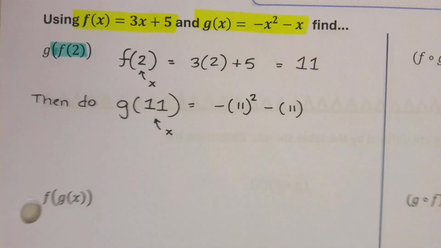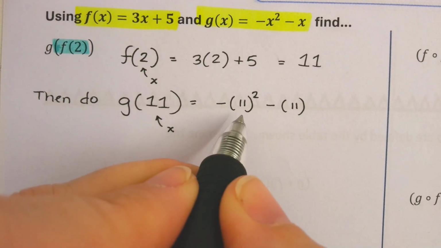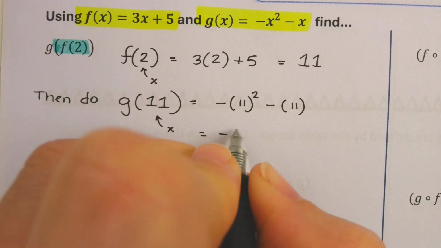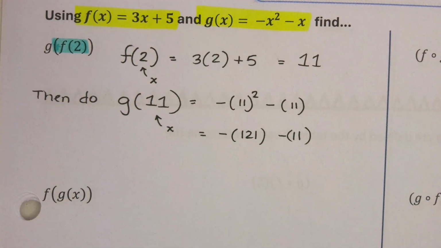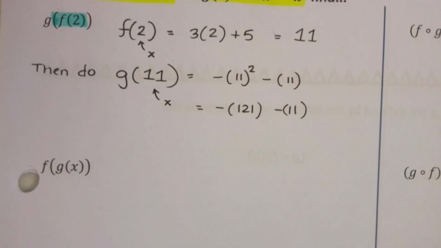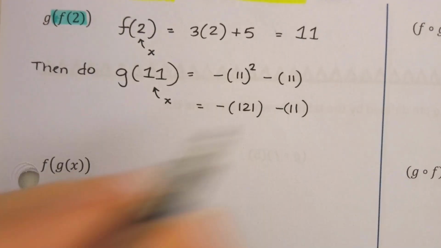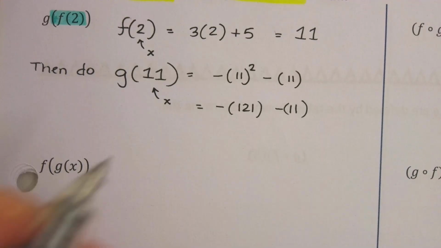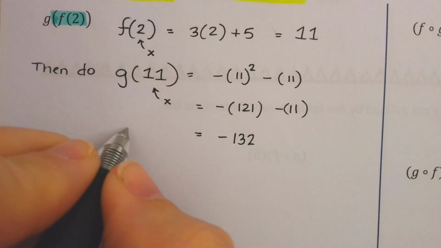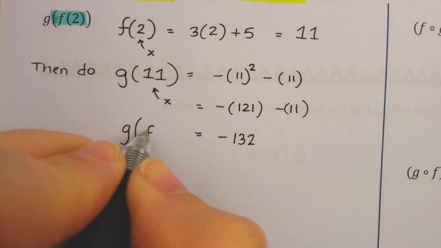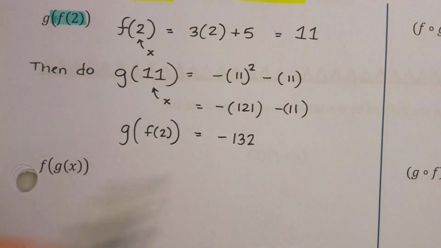Remember, when you do this, you're going to do a little PEMDAS. If there was something to do inside the parentheses, you would do that first, but there's nothing to do inside our parentheses. So we're going to start by just squaring. 11 squared is 121. So it's become negative 121 minus 11. Technically, you don't need the parentheses right here. It would just be literally negative 121 minus 11. Negative 121 minus 11 is negative 132. So this would be g of f of 2, negative 132, in proper notation for the final answer.